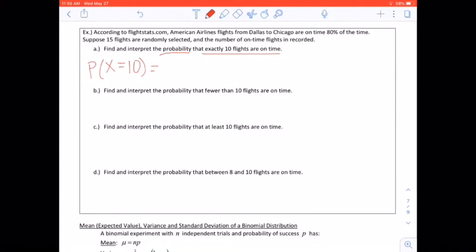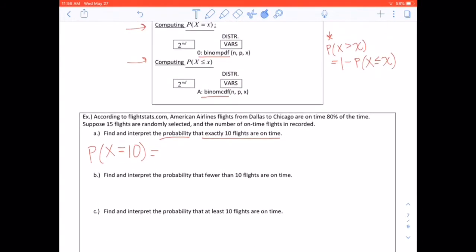And so when we have x is exactly equal to 10, using our calculator steps that are listed up above, I know I'm going to be using binom PDF. I also need to know not only x is equal to 10, but I also need to know n and p in order to do this. So n is the total number of flights that we are surveying, and we're surveying 15 total trials. And then we also have p, which is that probability of success. And for us, the probability of success is 80%. So let's go ahead and write that as a decimal, so 0.80.